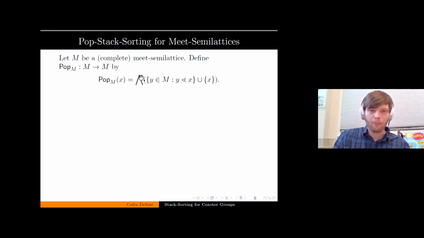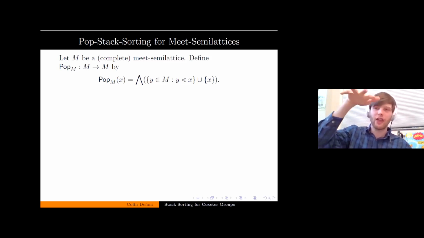So this big wedge symbol is the meet of all of these things. This is the set of things that are covered by X in the meet semi-lattice. And then I also threw in X here. The only reason for throwing in X is to make sure that this is doing what I want it to do on the minimal element. But in general, you should just think if you take a non-minimal element, then really I'm just taking the meet of the things that are covered by that element. That's all I'm doing.